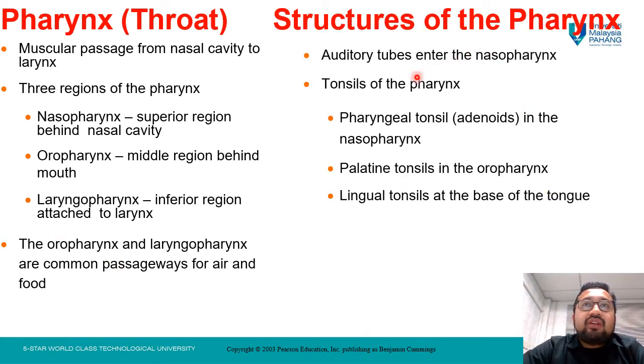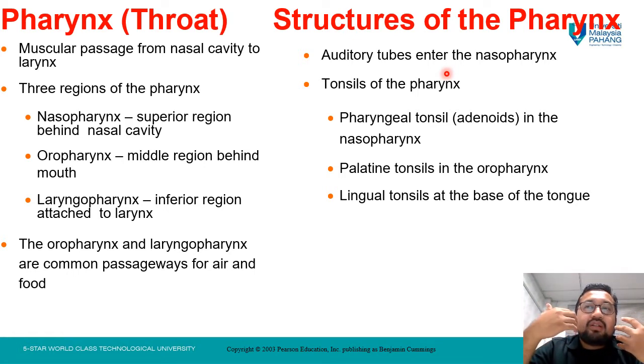So structures of the pharynx, auditory tubes enter the nasopharynx. Okay, basically bahagian nasopharynx dia ada connection dengan kita punya auditory pathway as well. Sebab tu sometimes when we've got cold or fever, flu, usually we will feel some what we call disturbance in our pressure inside.